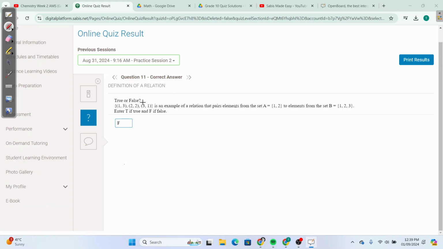Now, if you were to remove this 3 and, for example, put 2, and if you were to put 2 here as well, or like 1, this would be a correct relation. It would pair set A and set B together, but it doesn't, so it's wrong.